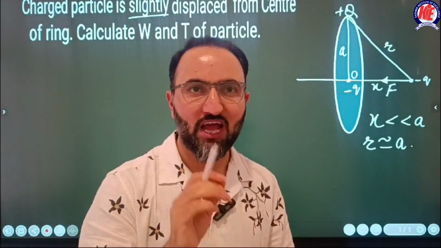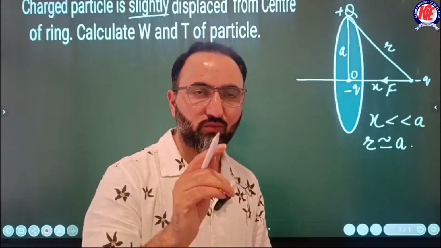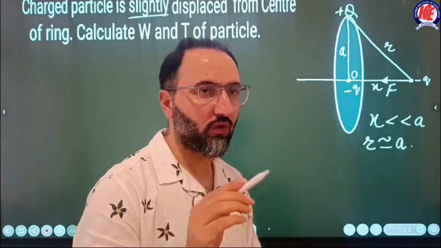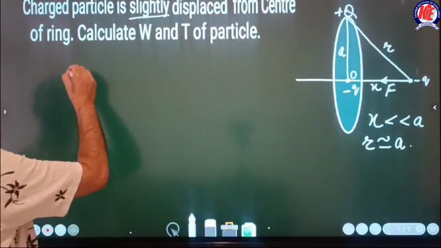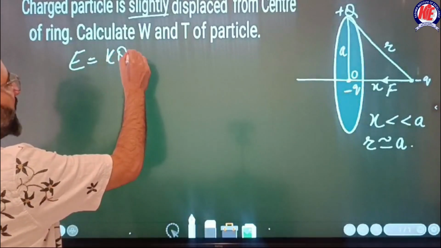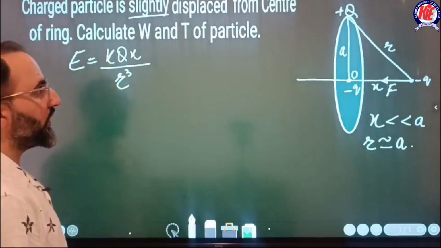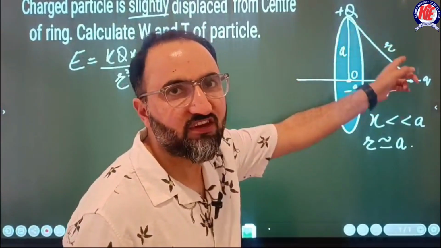Before calculating the force, I will write down what is the electric field due to the charged ring. You must remember, you have studied this in electrostatics. What is the electric field due to a charged ring? That is like this: the electric field comes out to be K, capital Q, multiplied by x divided by r cube. Okay, where r is the slant height, this distance, this is r.